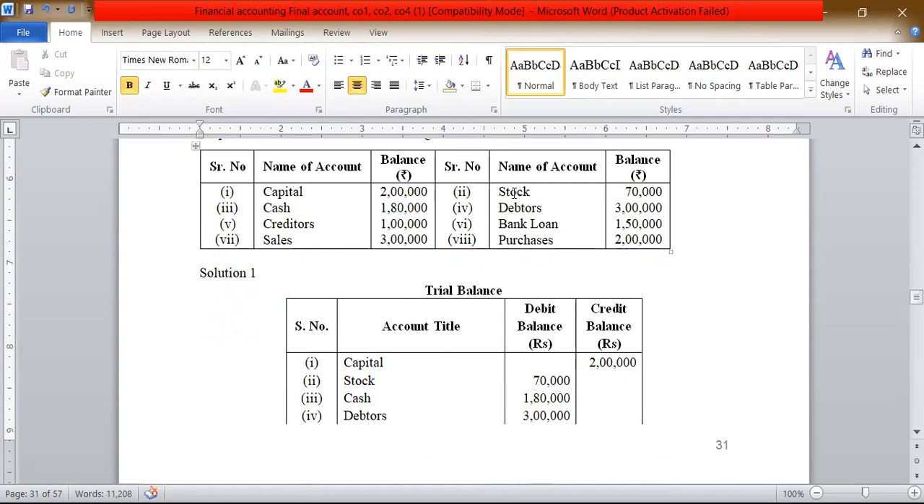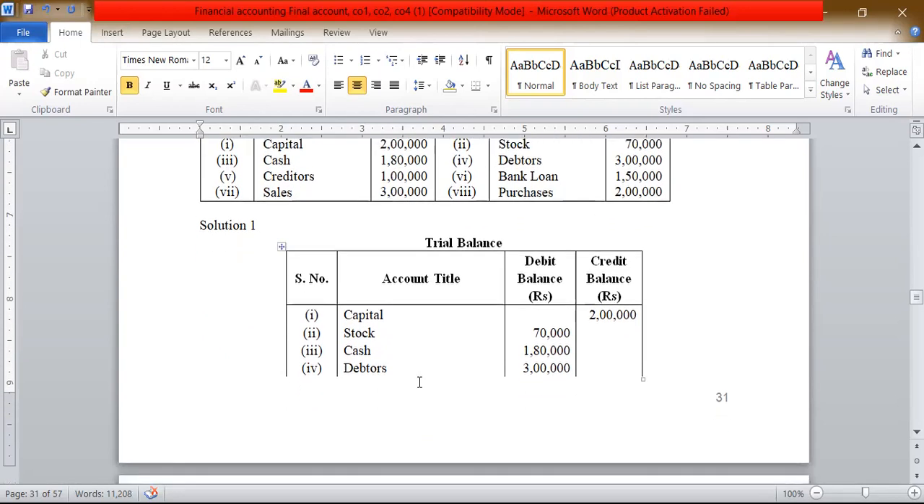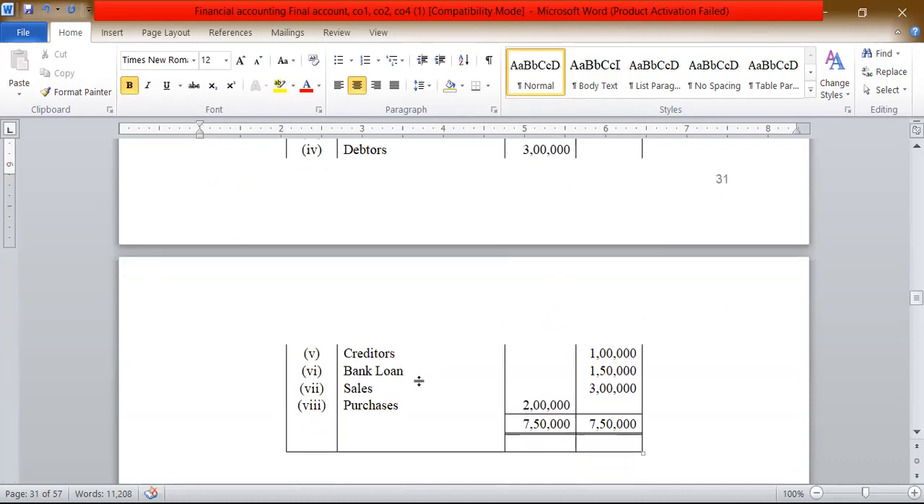Coming to stock. Stock is an investment. It might be posted into the debit side. Coming to cash. Cash is an asset. It shows in the debit side. Creditors. So creditors is a current liability. It shows in the liability side.